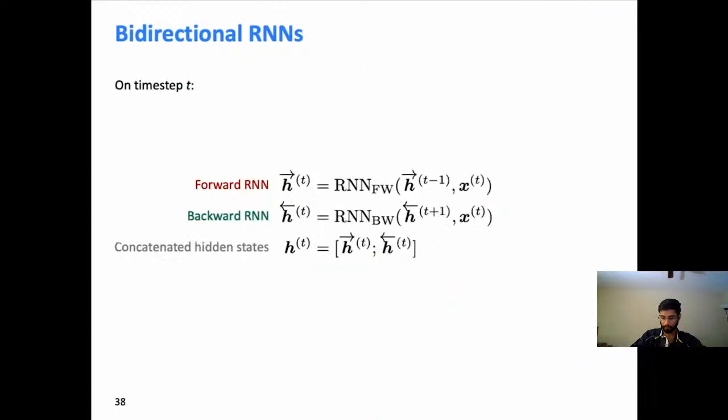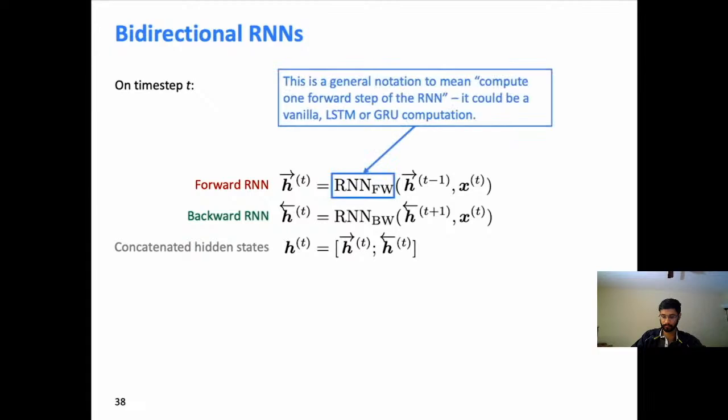Here are the equations that just say the same thing. So you have your forward RNN, and here we've got a notation that you might not have seen before. This kind of notation where it says RNN and then in brackets the previous hidden state and the input, that's simply saying that HT is computed from the previous hidden state and the input, and RNN forward could be a vanilla or a GRU or an LSTM. It doesn't really matter, we're looking at it abstractly.